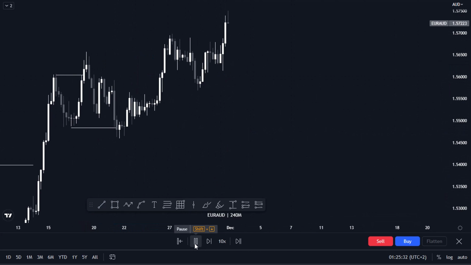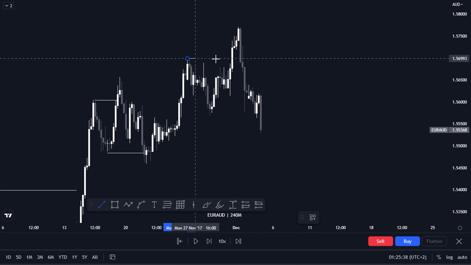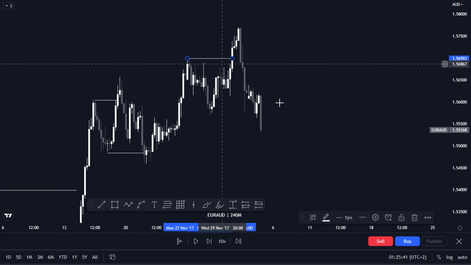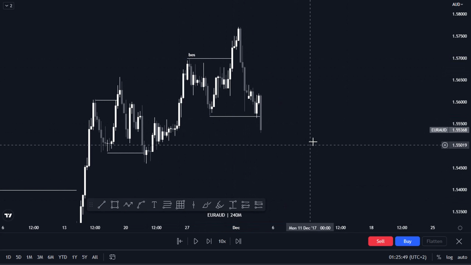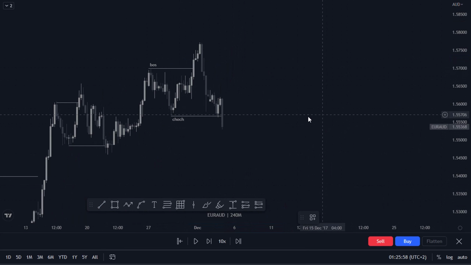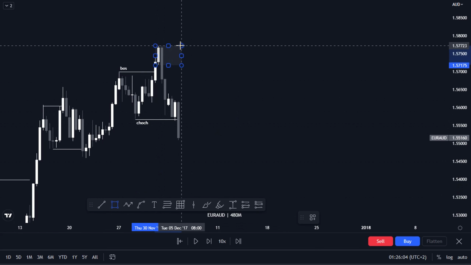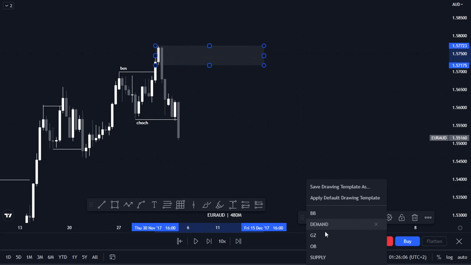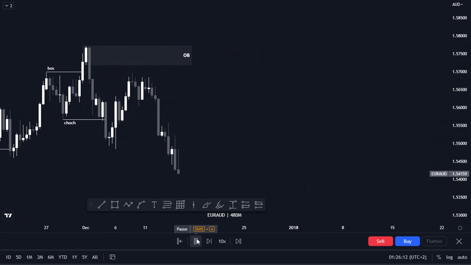So price initially pushes to the upside and violates this high again. Okay, so it pushes to the upside here, creates a break of structure, and here it creates a change of character. Okay, so let's just move on to the 8-hour chart. Okay, so it creates a change of character here, so we're looking for our high here to be respected. Okay, so let's play price and see what happens.